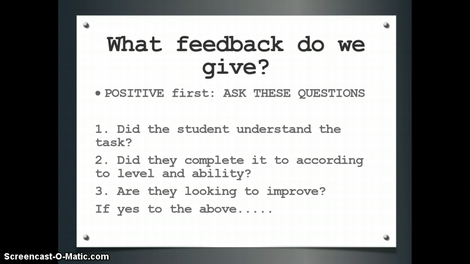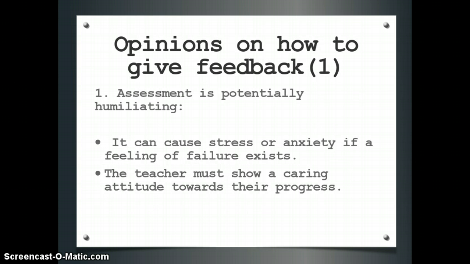Okay, in some cases at higher levels, maybe even upper intermediate, it might feel like there's little left to teach them, but there's always something left to teach them. So if the answer to all of these questions is yes, we start with a very positive stance. Okay, just like everything else involved in education, there are always different opinions on how we give feedback.